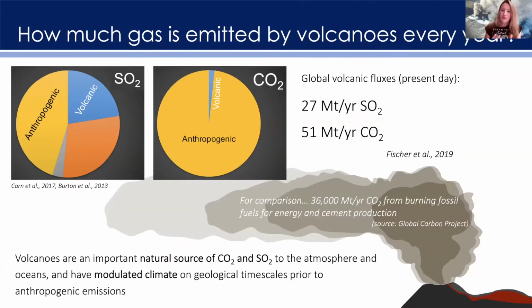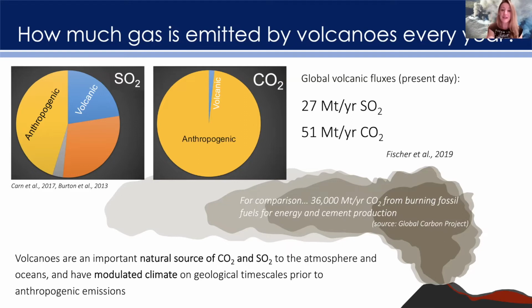If we think about how much gas is emitted by volcanoes every year, let's put this into a little bit of context. Currently, best estimates suggest around 27 megatons per year of SO2 and 51 megatons per year of CO2. On its own, those numbers probably don't mean a whole lot to you. But if I say that 36,000 megatons per year of CO2 comes from burning fossil fuels for energy and cement production, it puts into perspective the role of volcanoes versus what human activity is doing to our planet.